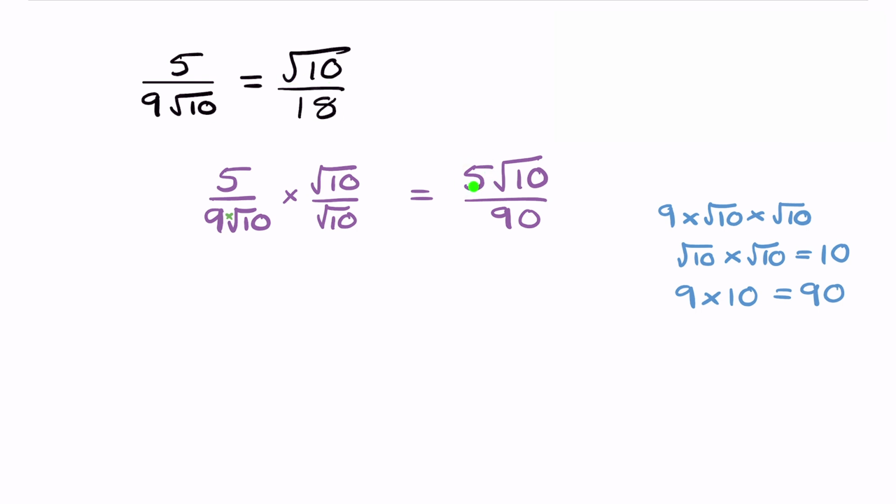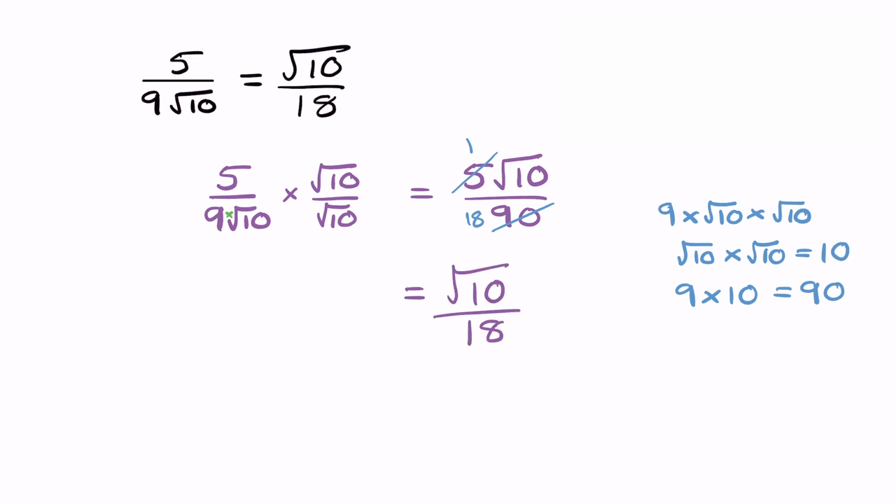So we have the numbers. We've got 5 multiplied by root 10 over 90. Common factor of 5 and 90 is 5. So 5 into 5 goes once, and into 90 goes the 18 that we wanted. And there it is. There are some more advanced skills with rationalizing the denominator when it comes to surds.